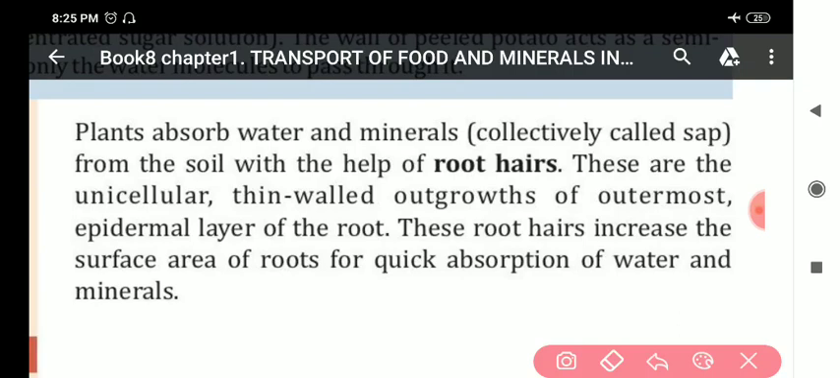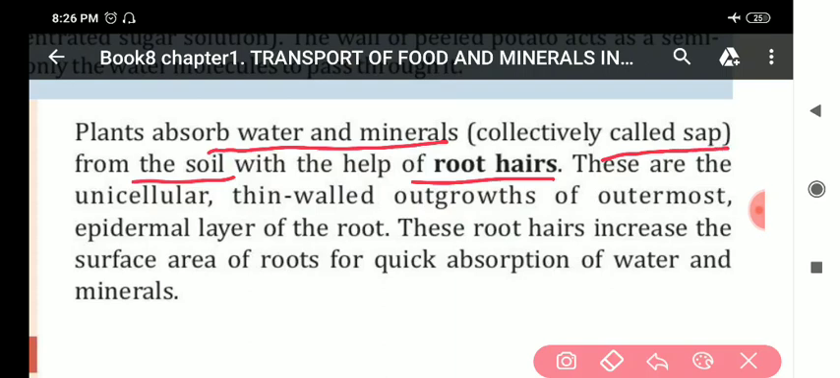The plants absorb water and minerals from the soil with the help of root hairs. Clear? These water and minerals are collectively called sap. And when this sap is present in the cell, it is called cell sap.